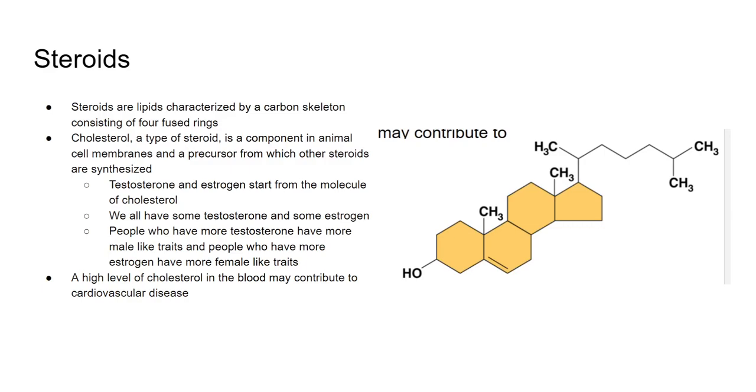Steroids, I'm going to be very brief about this because this is more important when we talk about the phospholipid bilayer, but they're lipids characterized by a carbon skeleton consisting of four fused rings. Cholesterol, which is a type of steroid, is a component in our cellular membrane and a precursor from which other steroids are synthesized. Testosterone and estrogen, for example, start from the molecule of cholesterol.